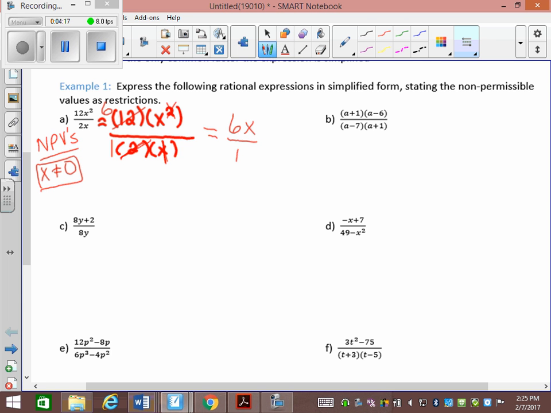Do I have to write 6x over 1? No. What if it was 1 over 6x? Would I have to keep the 1 then? Yes. So if the 1 is in the numerator, you have to keep it. But if the 1 is in the denominator, you don't have to write it. So our answer is going to be 6x, and then a little comma, x can't equal 0. You'll state your non-permissible value behind it. And that's the simplified version of A.